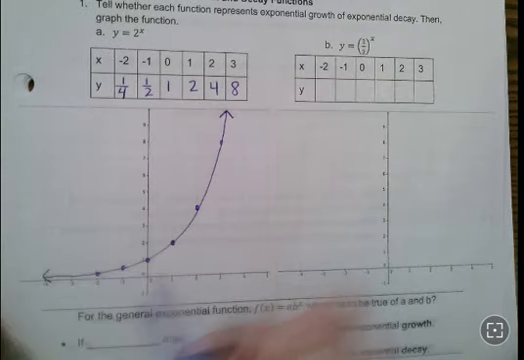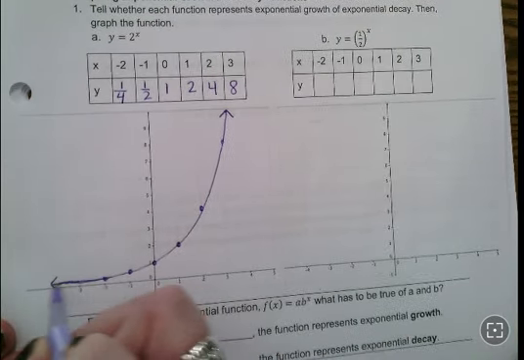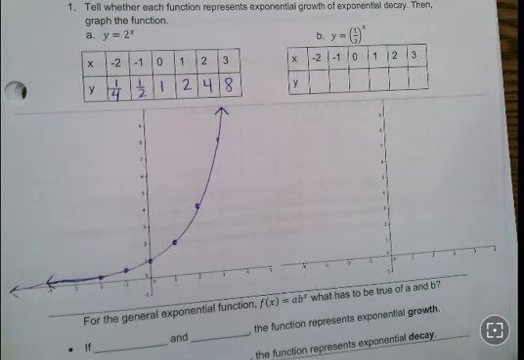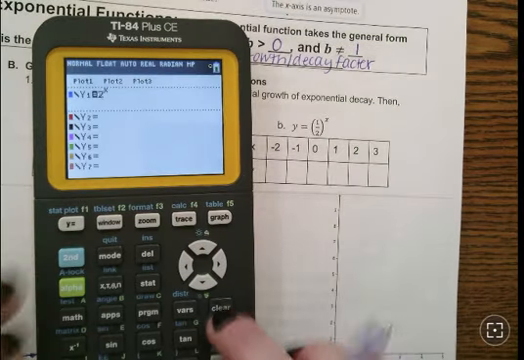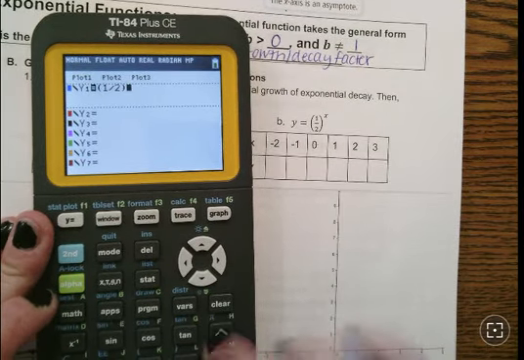Okay? And like I said, it's going to continue to get closer and closer to that axis, but it's never actually going to touch it or cross it. Okay? That's what the asymptote idea is. So now let's look at what happens if we create a fraction there.